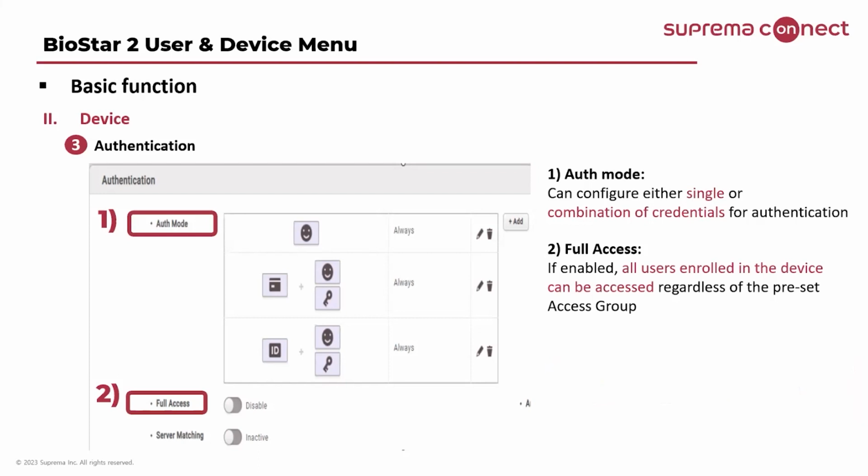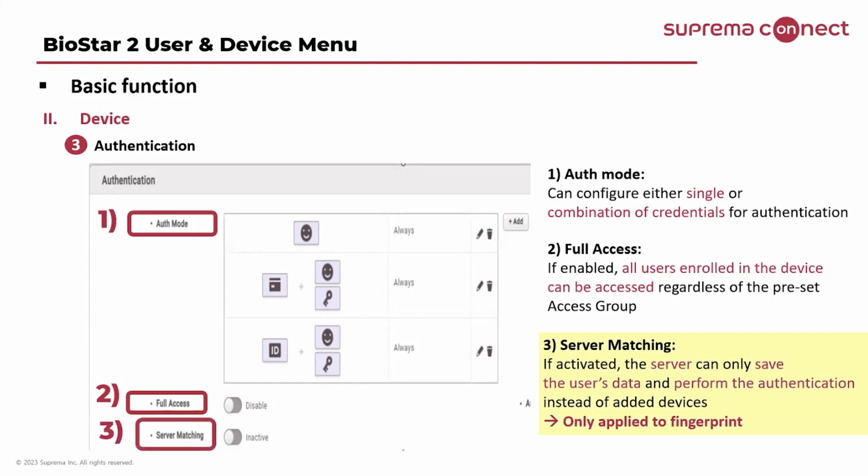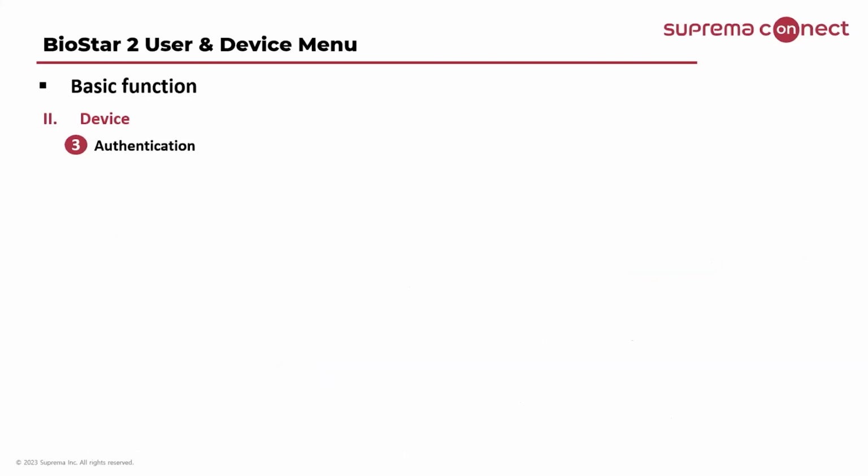The last part is server matching. If activating this option, the BioStar 2 server can execute authentication and save the user's data instead of the devices. However, it can be applied to fingerprints, not face or visual face. And when using server matching, there are some precautions.